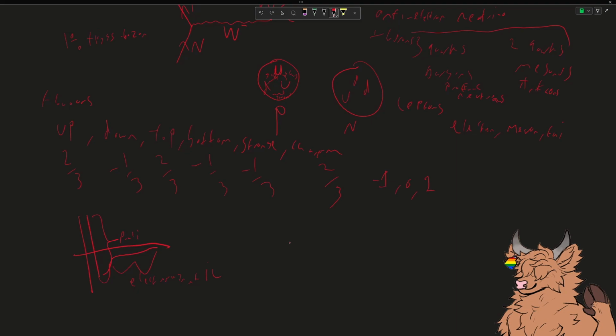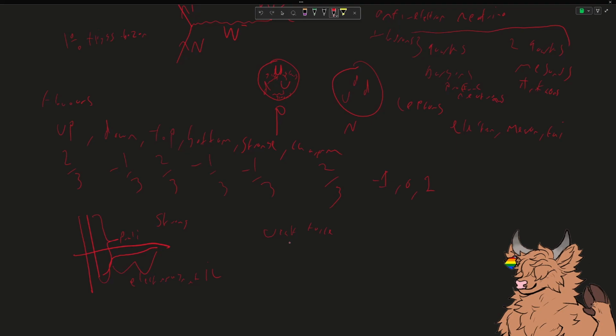But there's also weak force interactions. We've got the weak force as well. Strong force is one of the strongest forces in physics. Weak force is quite weak.